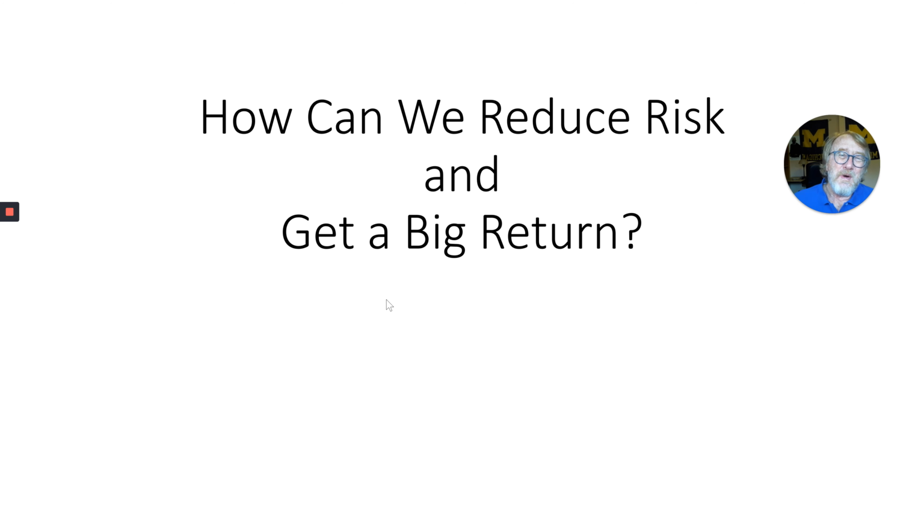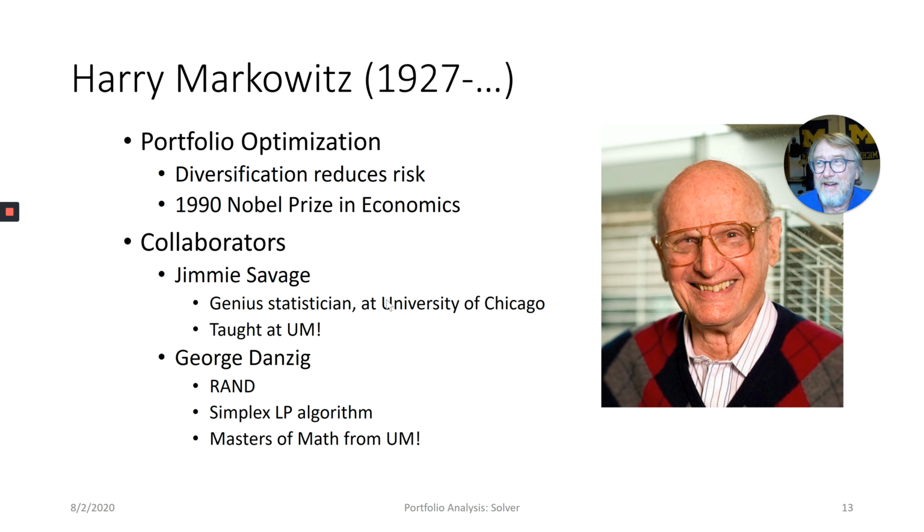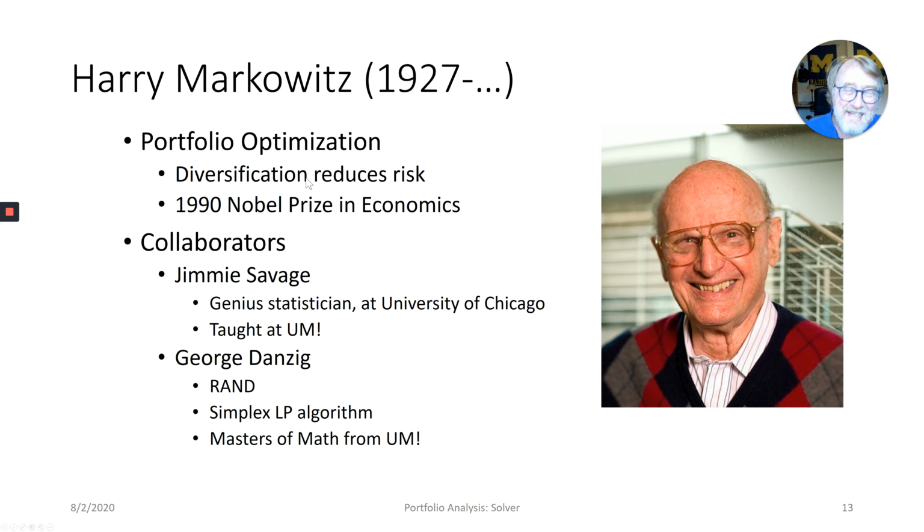Okay, so the big question is, how can we reduce risk because we don't like it, but still get a big return because we do like a big return, right? That's the huge question. And Harry Markowitz gave us an answer. I just love this picture of Harry. He's a very friendly looking guy. And he came up with portfolio optimization. Basically, the whole concept that diversification of risk is a good thing to do. So if you can diversify, you reduce your risk through diversification. Okay. And he won the Nobel Prize for that in economics in 1990.